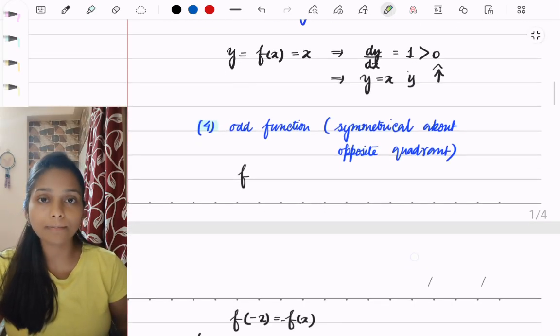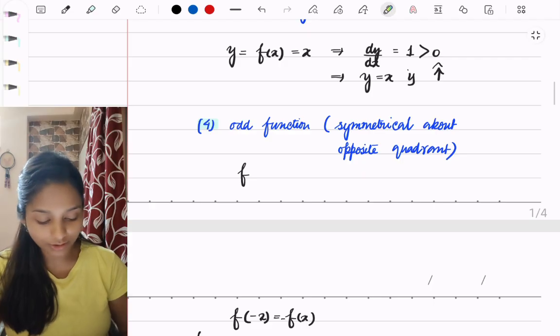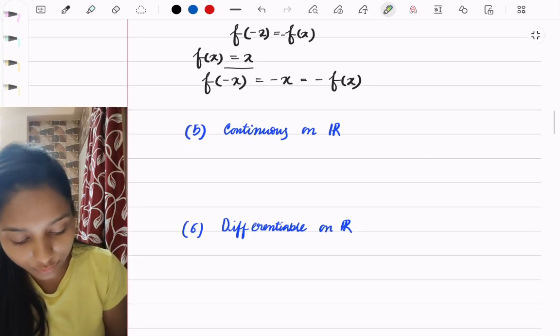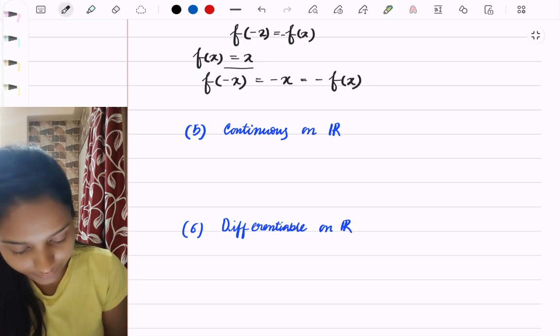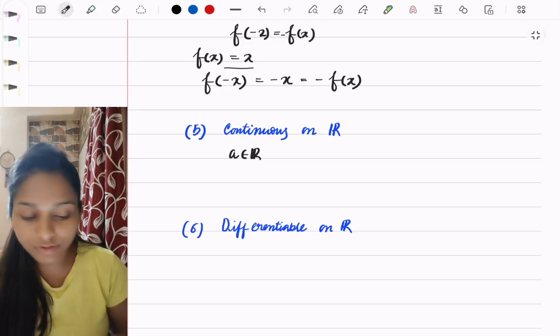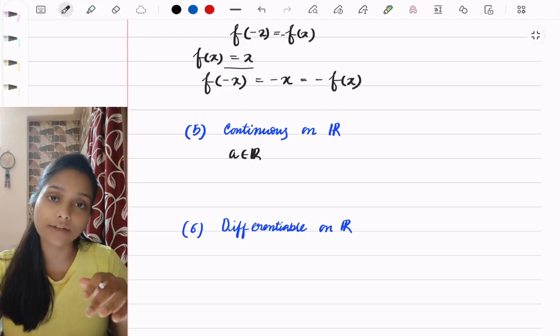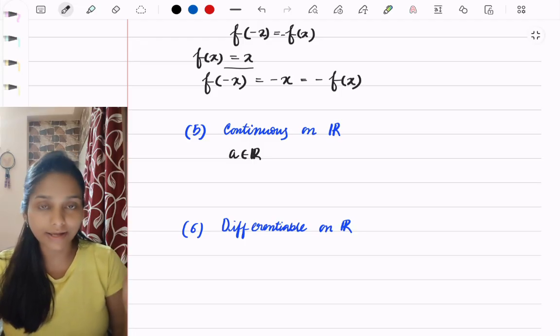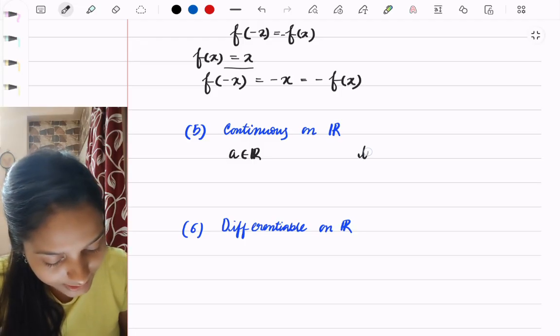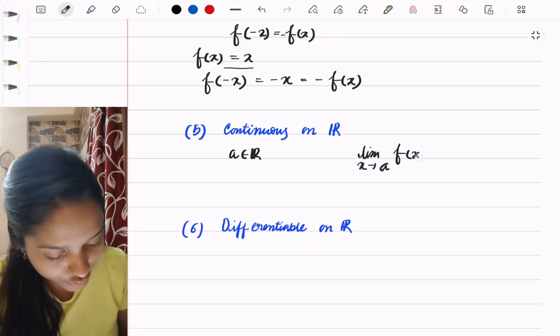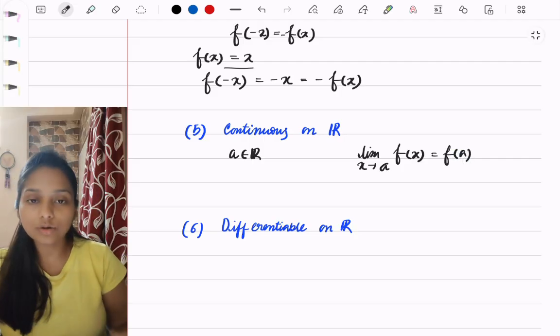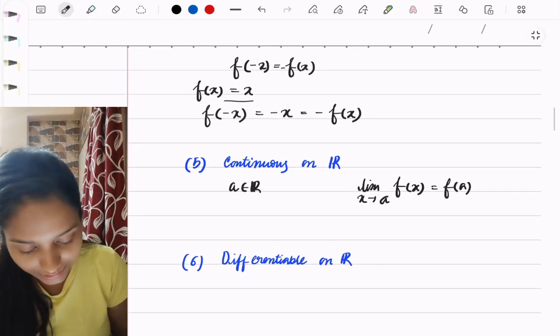Also we can check it by using the definition of continuity. For the definition of continuity, suppose we have a as a real point. For continuity, let a be an arbitrary real number. For checking the continuity of f at that point a, we must have limit x tends to a of f of x equals f of a. Now let me check for the identity function.